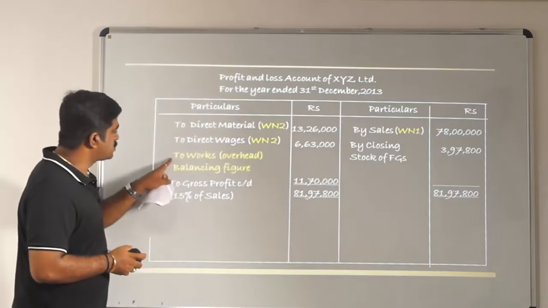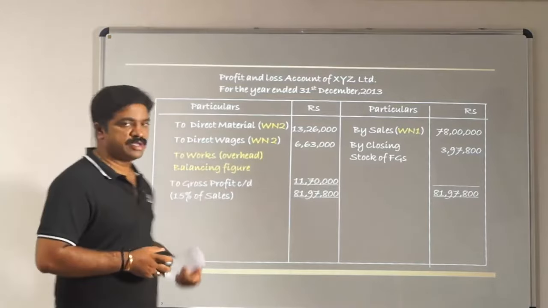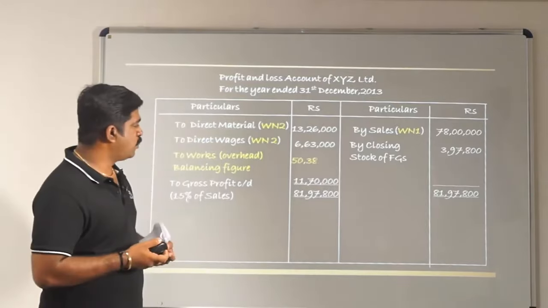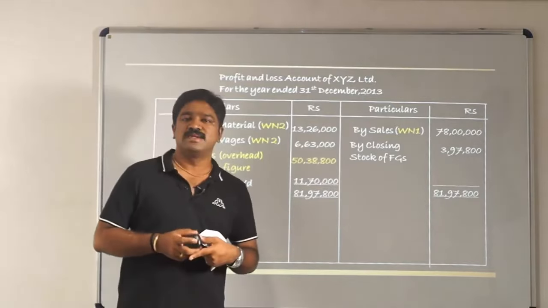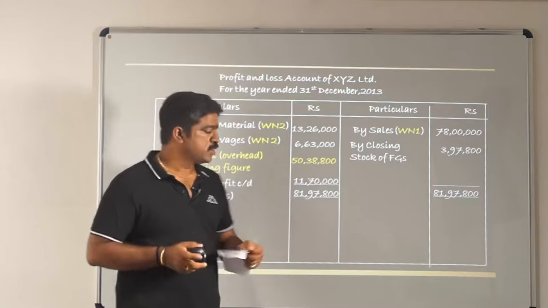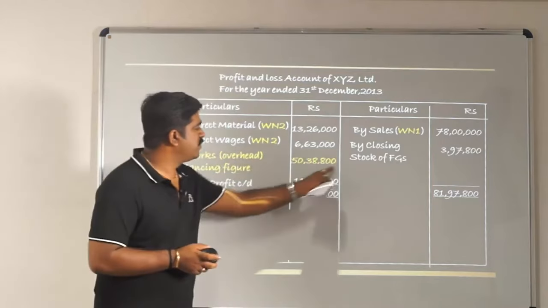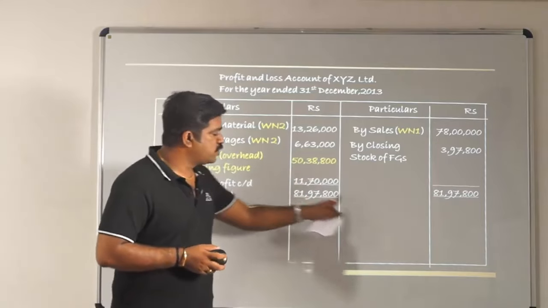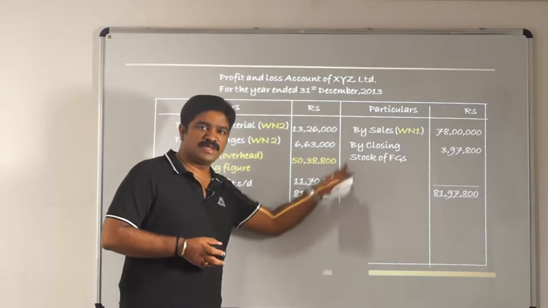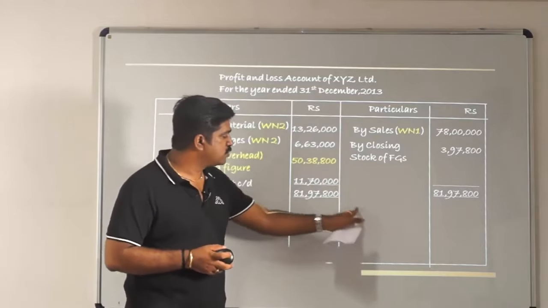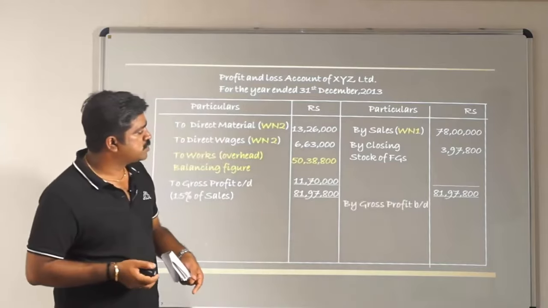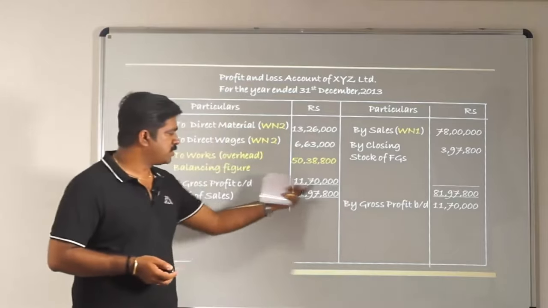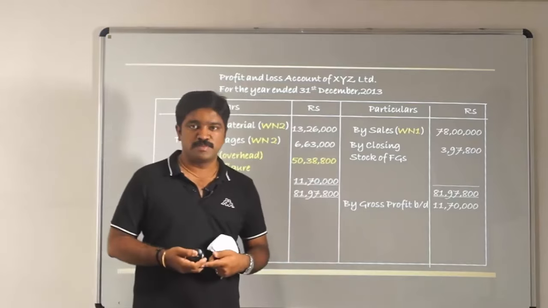And that balancing figure is called works overhead, and this is basically a balancing figure. We call it works overhead, and the amount involved is 50,38,800. Okay, so in this way the balancing figure was given a name, that is works overhead. And now we'll transfer this gross profit to profit and loss account, because so far we were in trading account. So we'll say by gross profit brought down, and the amount involved is 11,70,000. It is a simple transfer.